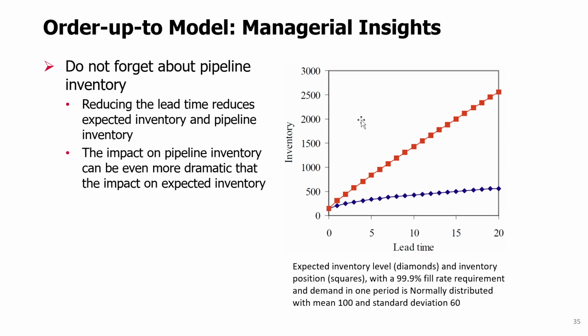Let us not forget about the pipeline inventory. This is also a significant inventory, especially if lead time is long. In this chart, the diamonds, the blue line, show the expected inventory level, but the red squares show the inventory position, which also includes on-order inventory or pipeline inventory.